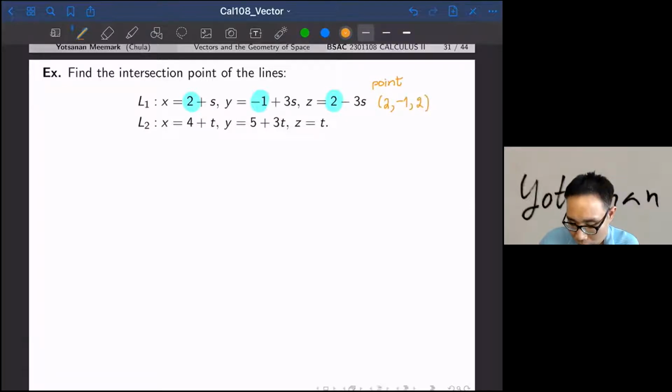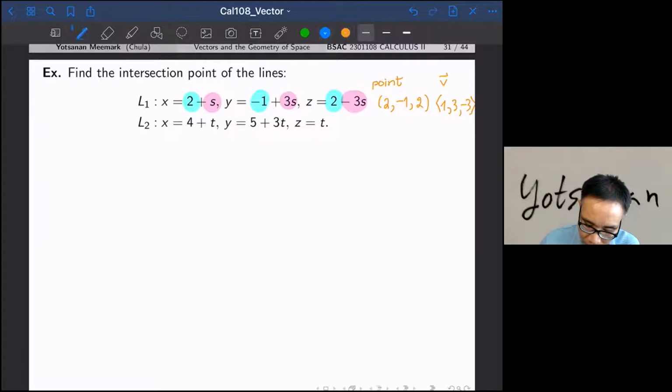And the vector v will be the coefficients of the parameter. So the coefficients turn out to be 1, 3, and -3. So that will be the point and the vector.